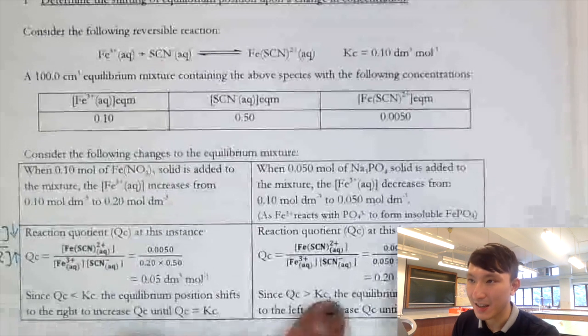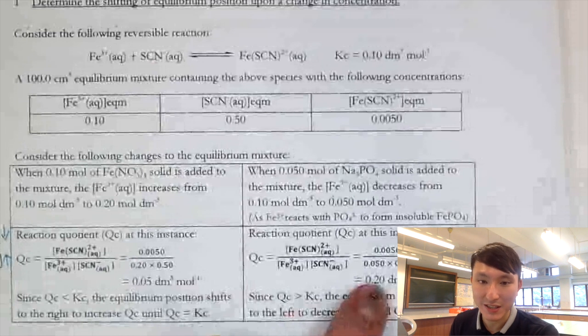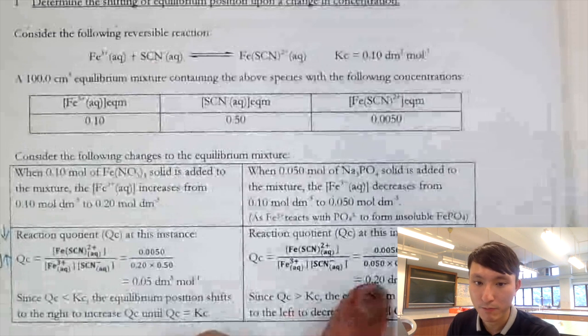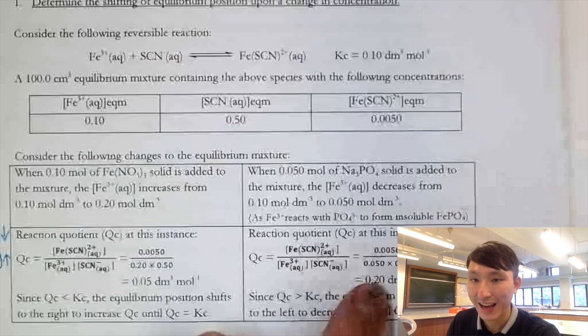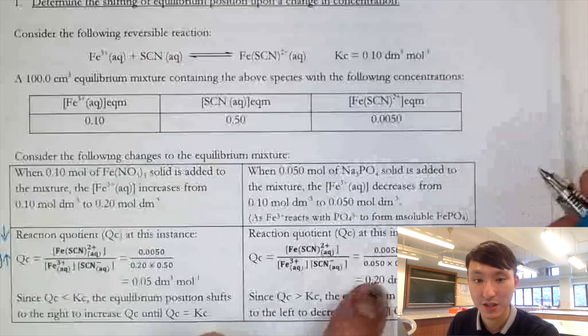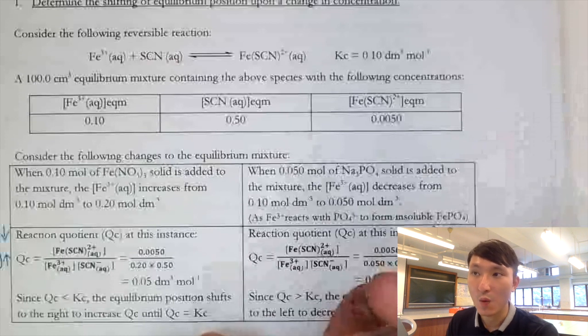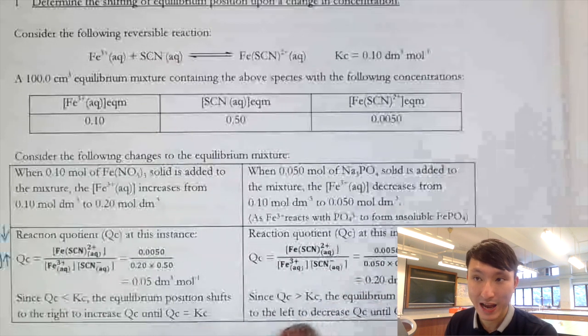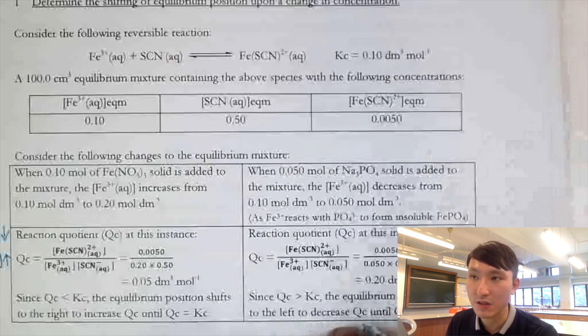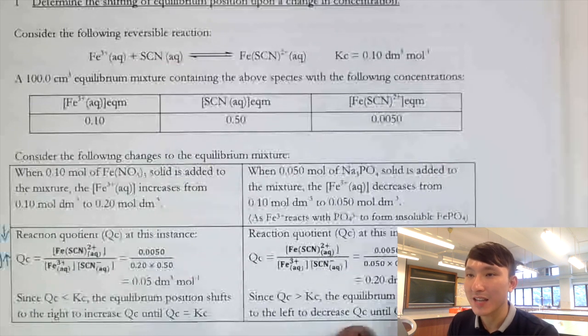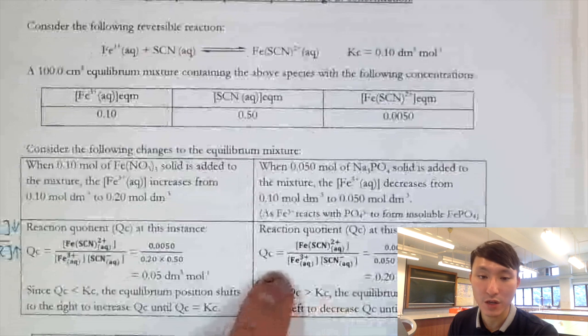So similar idea. A bigger QC means too much product and too few reactants, right? So in order to consume more product and generate more reactant, we ought to do more backward reaction, right? So the equilibrium position shifts to the left to decrease the QC until QC equals KC, right? So this is how we use the value of QC to predict how the equilibrium position changes, right?